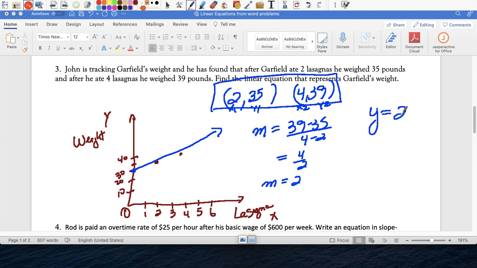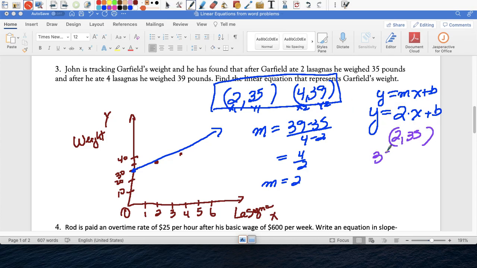Y equals 2. Right, so my original equation should be in this format. So the slope is 2 times the number of lasagnas plus b. Right? So however many lasagnas you eat plus your original weight is your current weight. So let's find b. What was Garfield before he started eating the lasagnas? Well, pick a point. I'm just going to use 2 and 35.